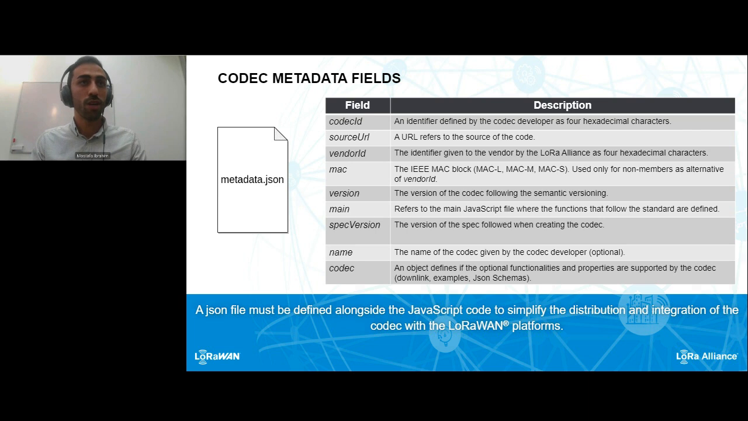The source URL refers to the source of the code. It might be a URL to a GitHub repository, or a URL to the website of the company that manufactured this device or that created this codec. It depends. Vendor ID is the identifier given to the vendor by the LoRa Alliance, also 4 hexadecimal characters.